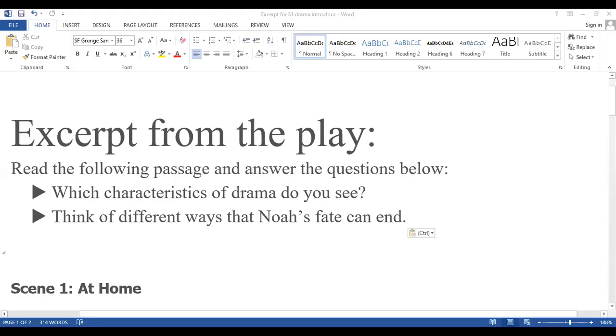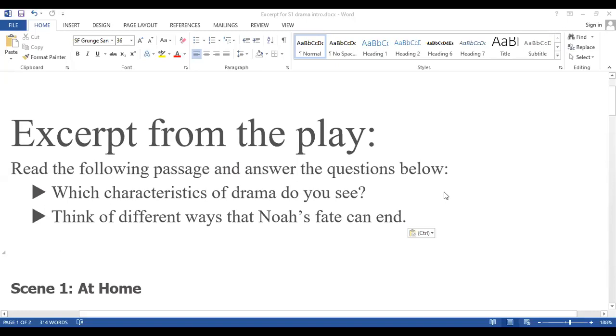So we had been introduced to some of the characteristics of drama, and we were left with an assignment. I hope we attempted to do that assignment. It was sent to the Google Classroom. Probably that is where we'll start our lesson.